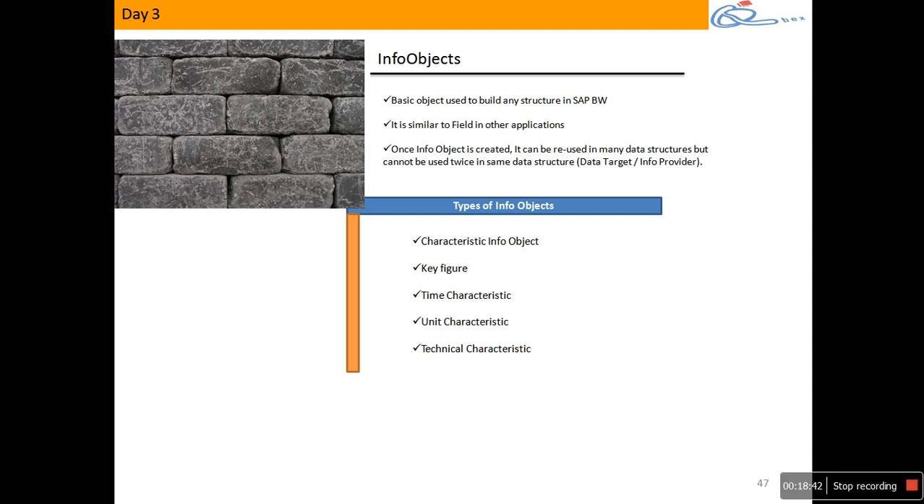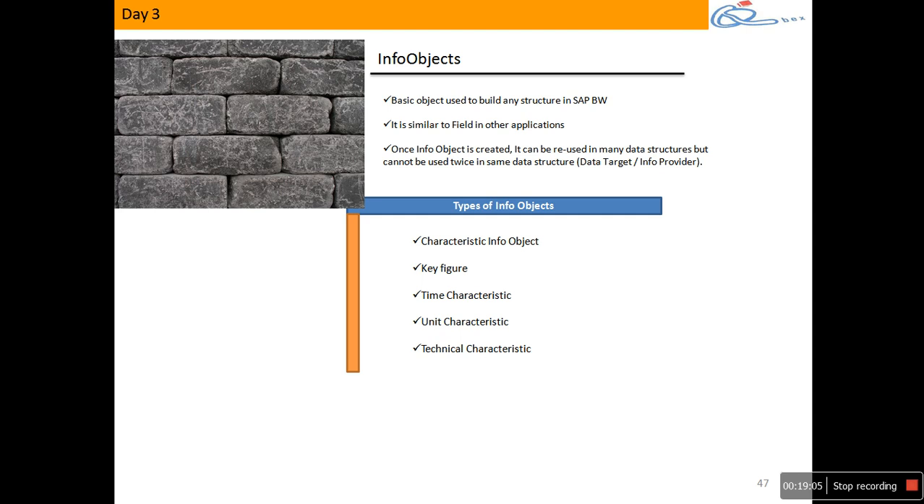Delivery value, total invoice value, total net sales, total quantity, cost of goods sold, all this, with number of employees in a company, what is my stock in hand, total receipts, total issues, all this will become your what? Measures, or nothing but what? Key figures. Same thing in BO we call it as measures.